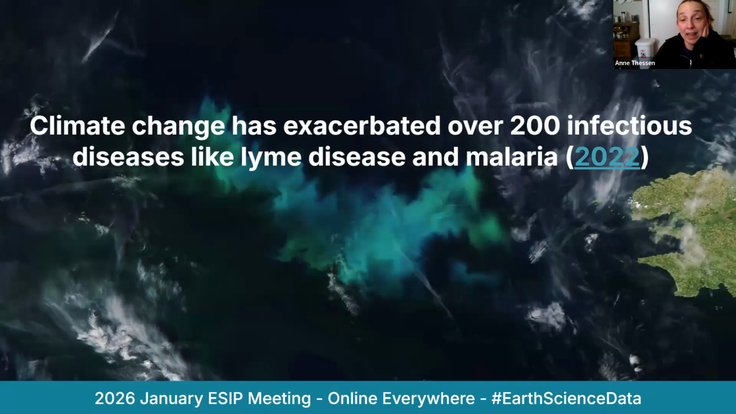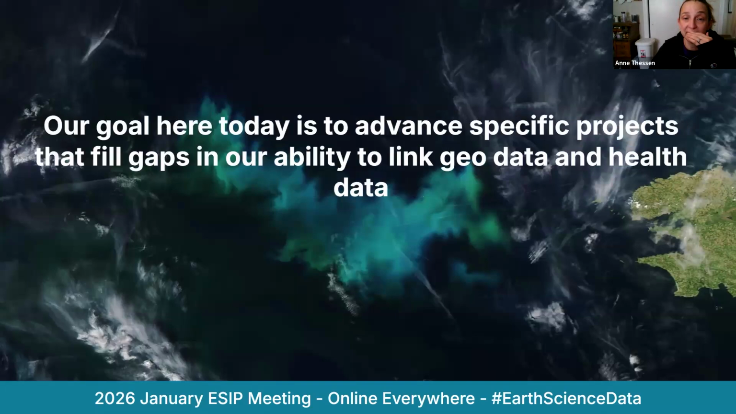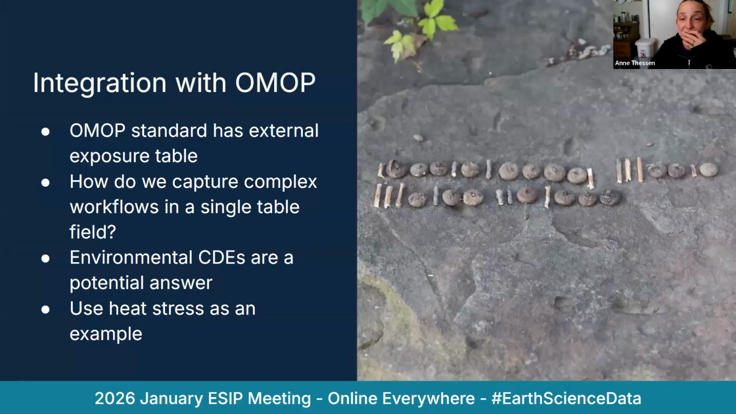That's why it is very important for us to try and build bridges between geodata and public health data. So this cluster has identified some specific projects or activities to advance the linking of geodata and health data. We're going to go over a few of those and hopefully make some good progress on them during this meeting. Okay, so the first proposed project was looking at integration with OMOP.